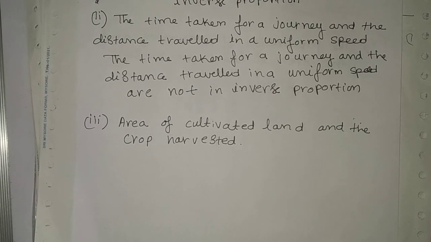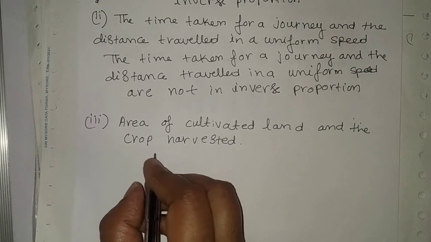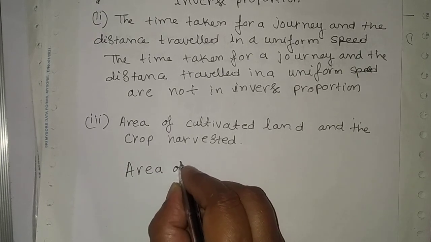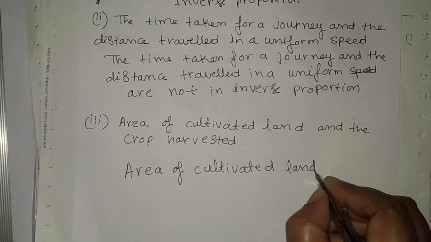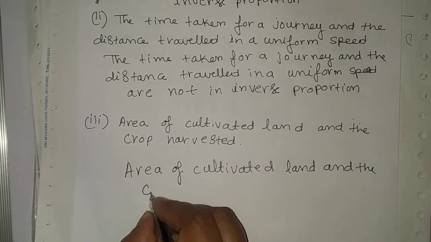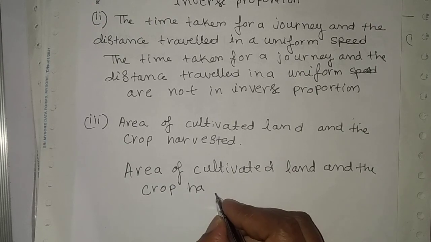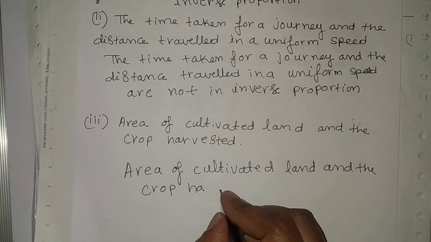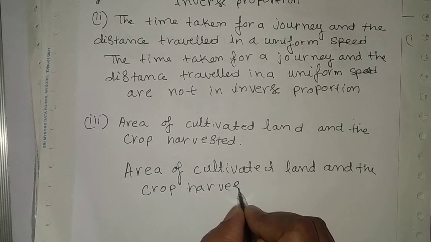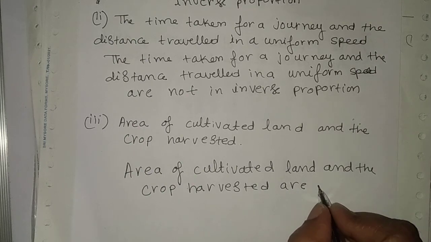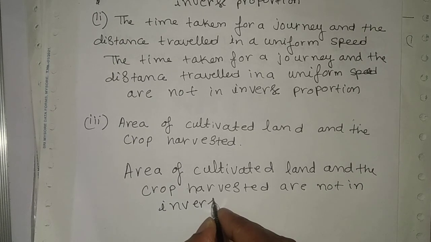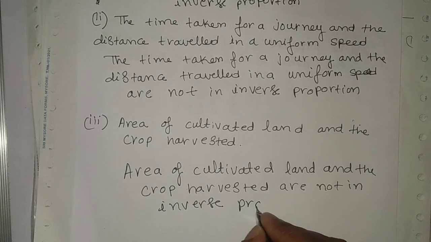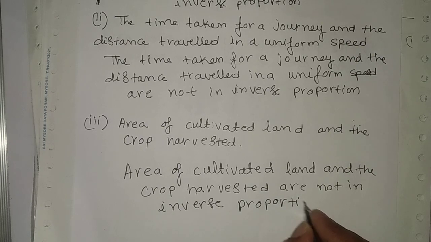Then the third one, area of a cultivated land and the crop harvested. The area of cultivated land and the crop harvested are not in inverse proportion. This is the third one. Next we see the fourth one.